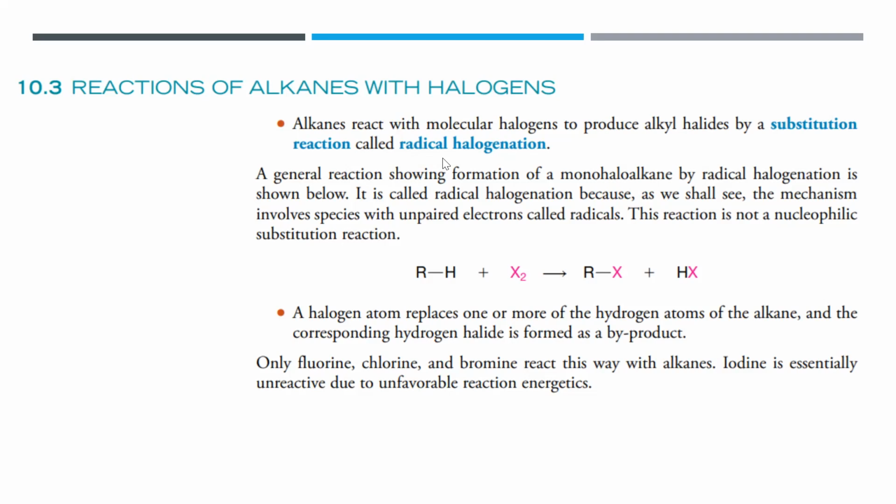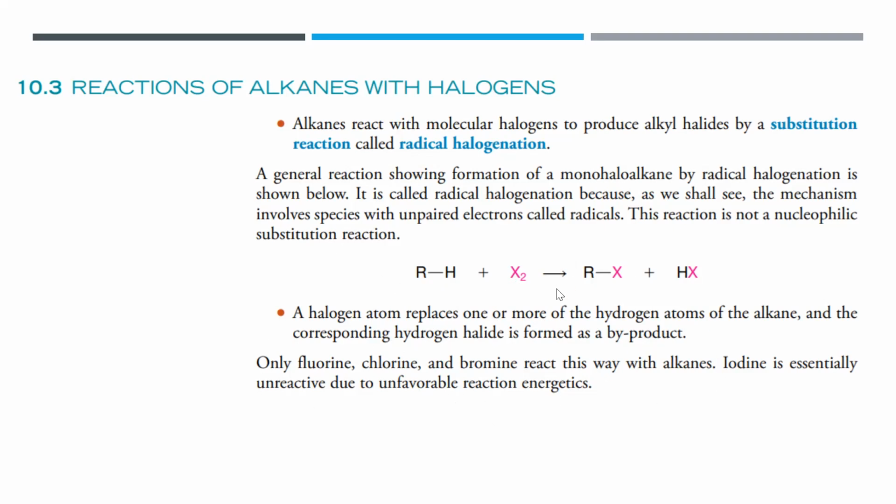So in the process, we actually use a radical to form a bond. Your halogen will form a bond to your alkane to form an alkyl halide via radical formation. A halogen atom replaces one or more of the hydrogen atoms of the alkane to form your alkyl halide, and your hydrogen halide is your byproduct.